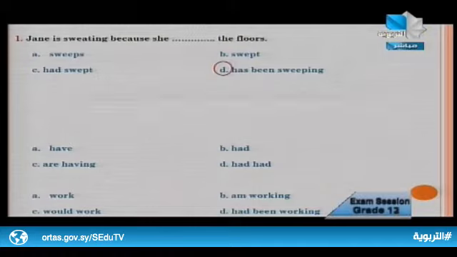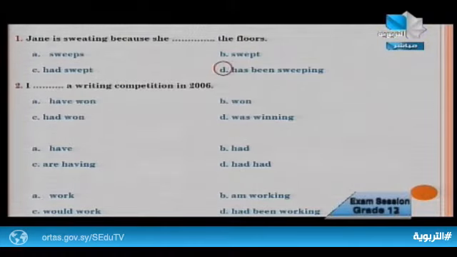Okay, go on. I write in competition in 2006. Here we have a specific time in the past. We must use past simple here. So the correct answer is 1. We have a specific time. Yes, it is in the past, very clear, I think.